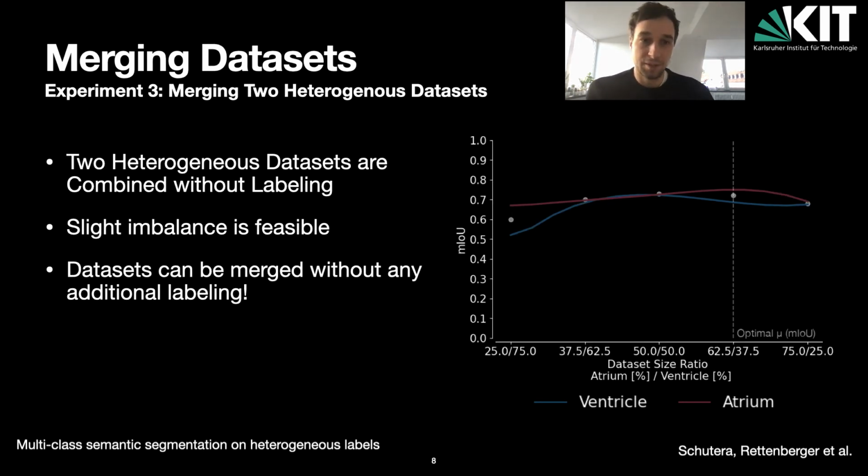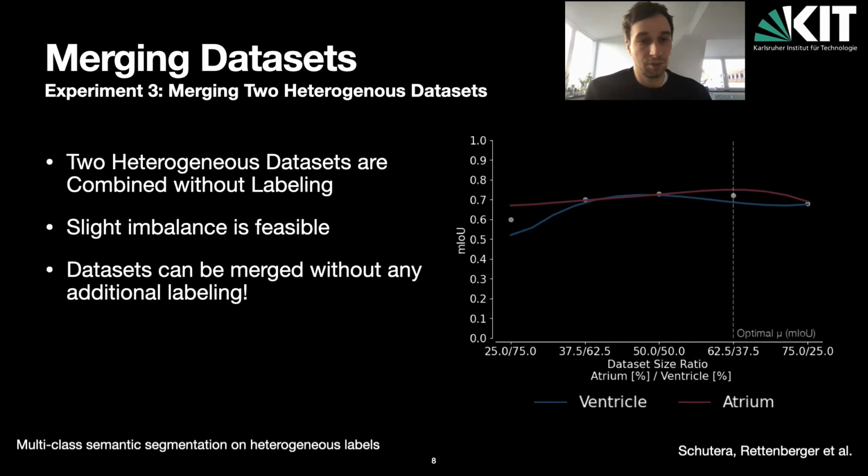The third experiment simulates a situation where two datasets are sampled from the same domain but with differently labeled classes. Here, two datasets containing the labels for distinct classes should be merged without additional labeling. So there is not a single label where both classes are labeled in this case. For this, the initial dataset is split into two distinct datasets, one only having the ventricle class labeled and the other one only the atrium class. The synergy for different splits are then evaluated.